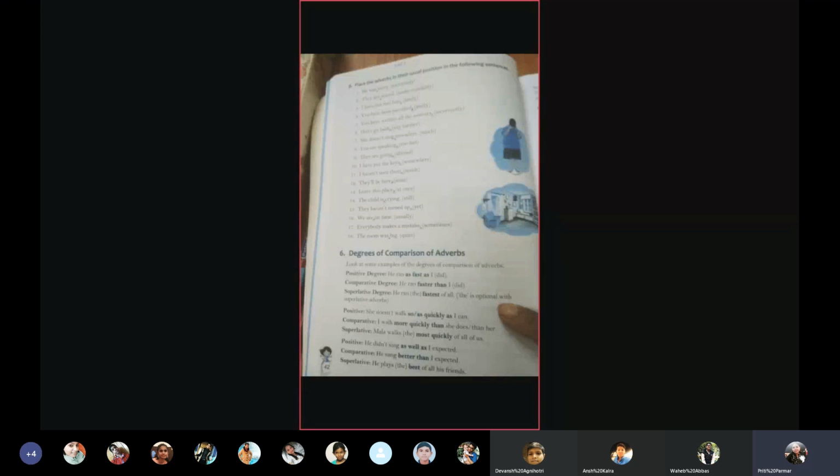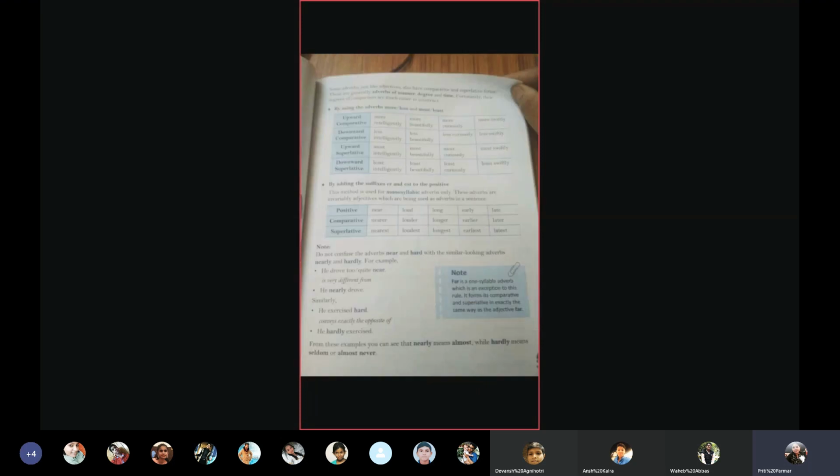Then there are words which are used as more, most, less, least. So these are the words which are given in this box. You will see some adverbs, just like adjectives, also have comparative and superlative forms. These are generally adverbs of manner, degree, and time. Fortunately, the degrees of comparison are much easier to construct. Why? Because you just have to write more intelligently, less intelligently, most intelligently, least intelligently.